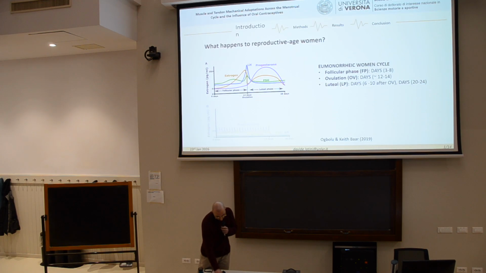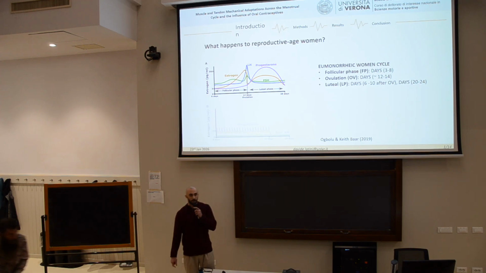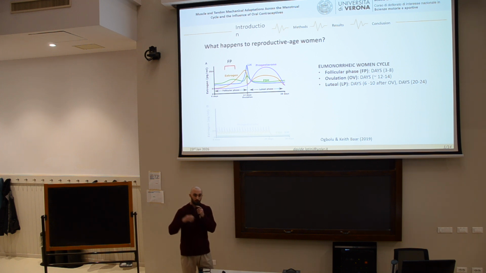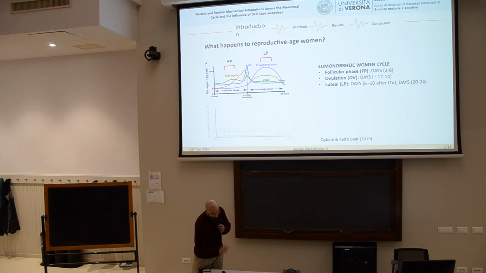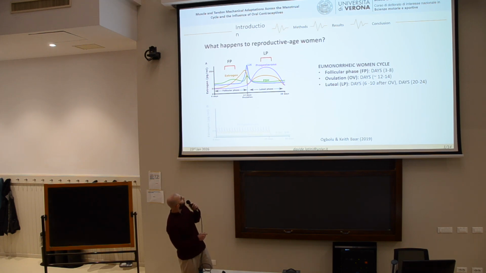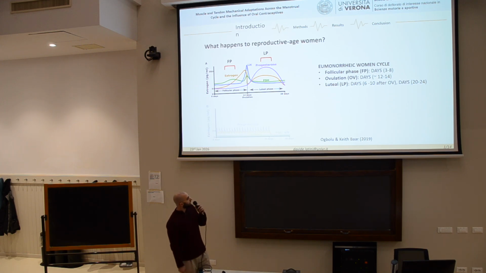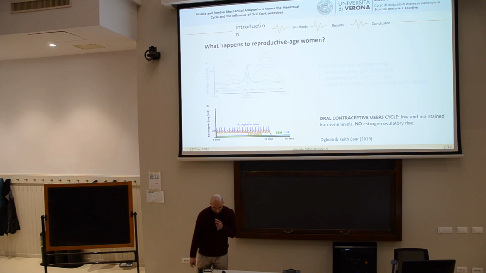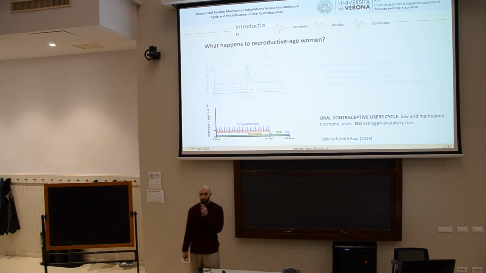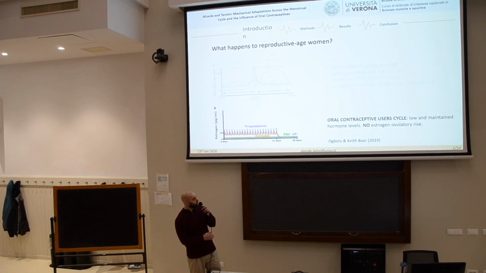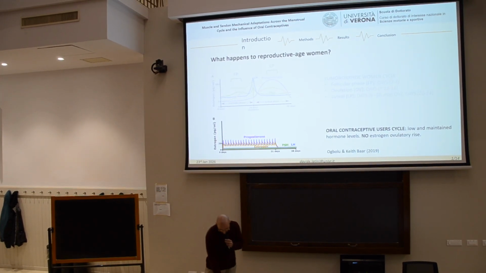In an amenorrheic woman, the menstrual cycle is characterized by hormonal fluctuations that basically define three main phases: follicular phase with low hormone levels, ovulation phase with a peak in the periovulatory phase of estrogen, and luteal phase with a peak in estrogen and progesterone. On the other hand, there are some women that take oral contraceptive, which contains synthetic hormones to basically maintain the hormone level without estrogen or progesterone peaks.